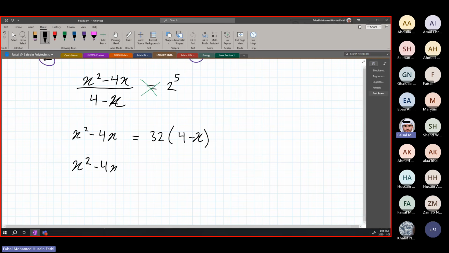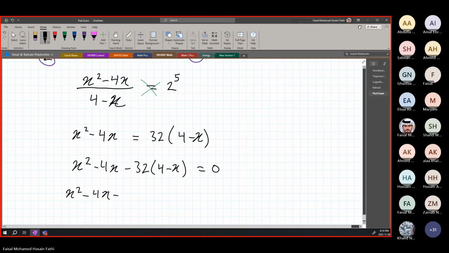x squared minus 4x, and I'll move everything to the other side and simplify, equals 0. x squared minus 4x minus 32 times 4. 32 times 4 is 128, so minus 128. Then minus 32 times minus x is minus times minus, which is plus 32x, equals 0. We will simplify a bit more: x squared minus 4x plus 32x, which is 28x, minus 128 equals 0. Find x1 and x2, and that's the end of the topic.